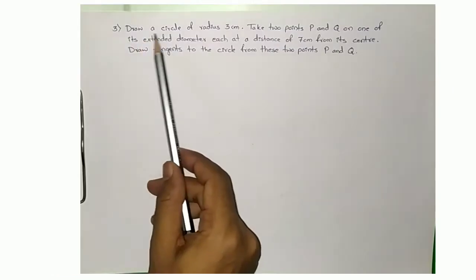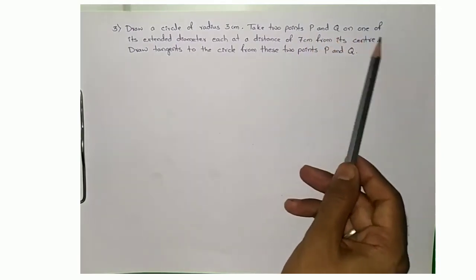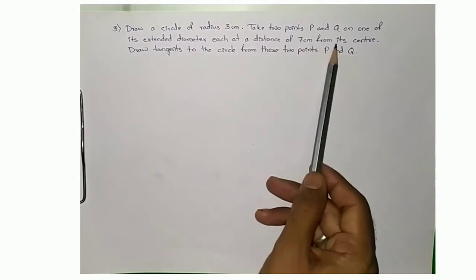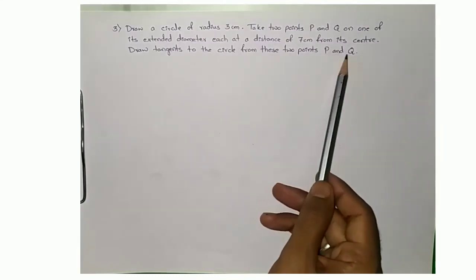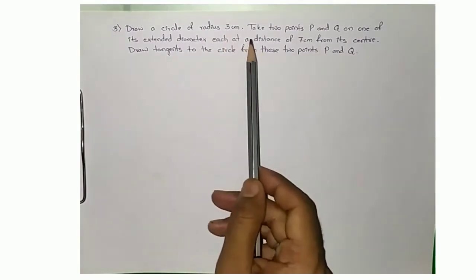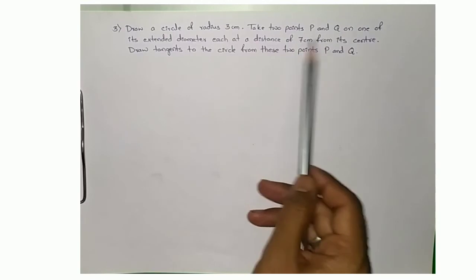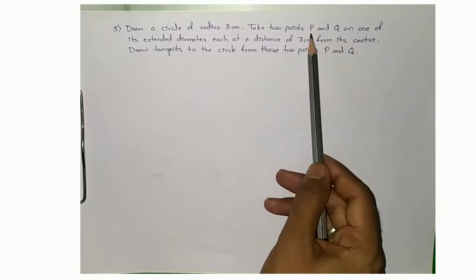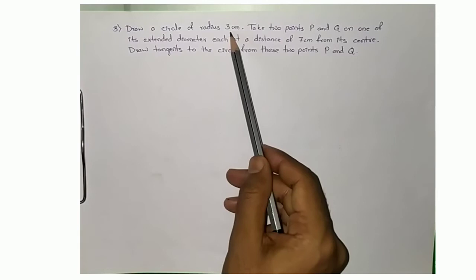Now in the third question, draw a circle of radius 3 centimeter. Take 2 points P and Q on one of its extended diameter, each at a distance of 7 centimeter from its center. Draw tangents to the circle from these 2 points P and Q. So what we have to do? First you draw a circle of 3 centimeter. From this center, draw 7 centimeter on each side. Those are points P and Q. From P and Q again we have to draw the tangents to the earlier circle, that is 3 centimeter.